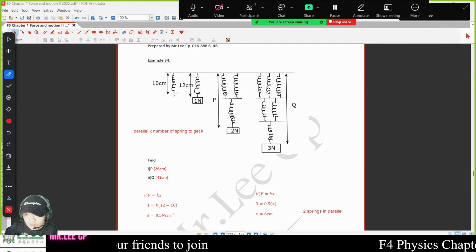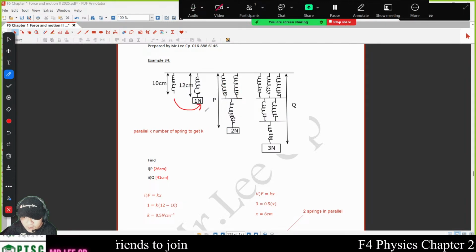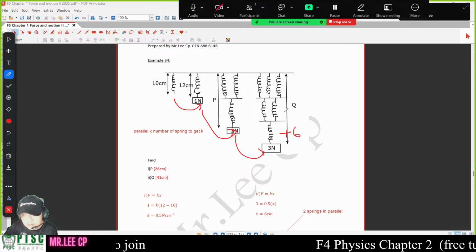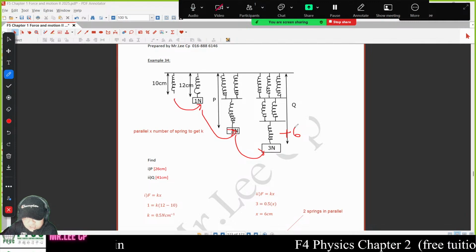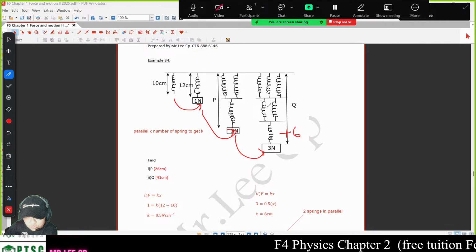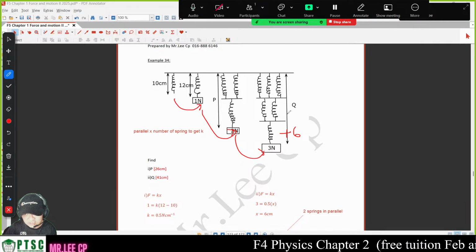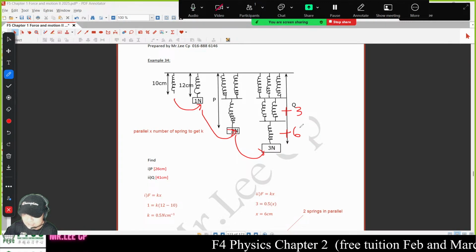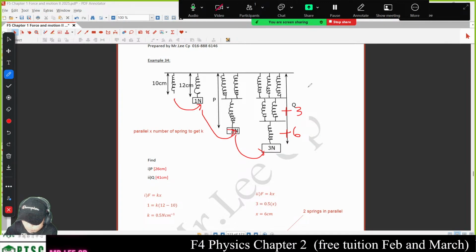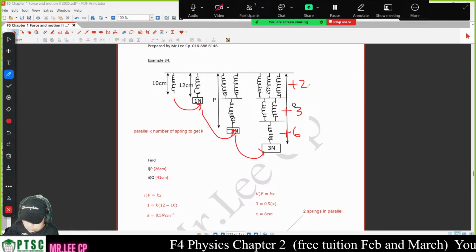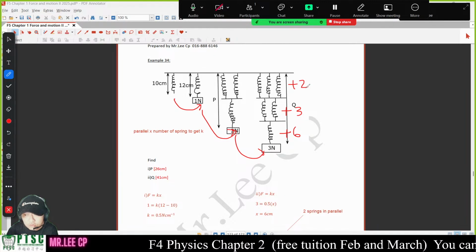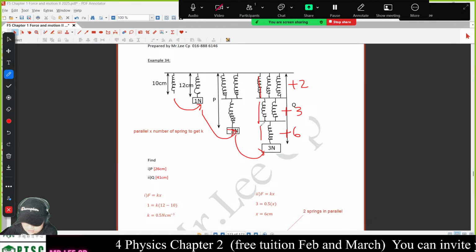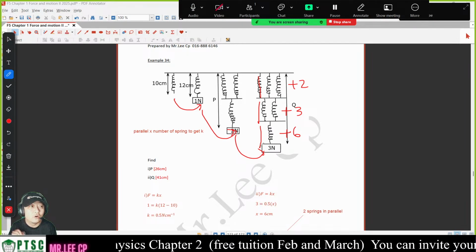How about this? 1 plus 2. 2 plus 4. 3 plus 6. So this one divided by 2, 6 divided by 2. The extension divided by 2, because 2 springs together. So plus 3. This one 6 divided by 1, 2, 3, plus 2. So altogether is plus 11. 11, 21, 31, 41. So altogether is 41 cm.